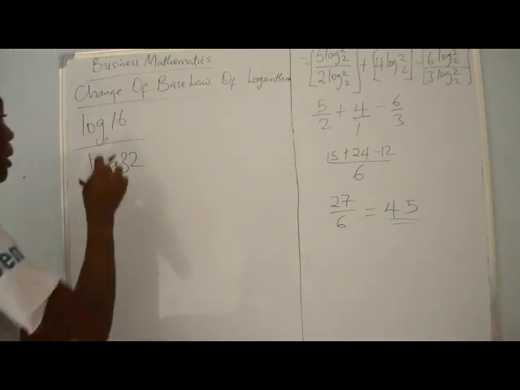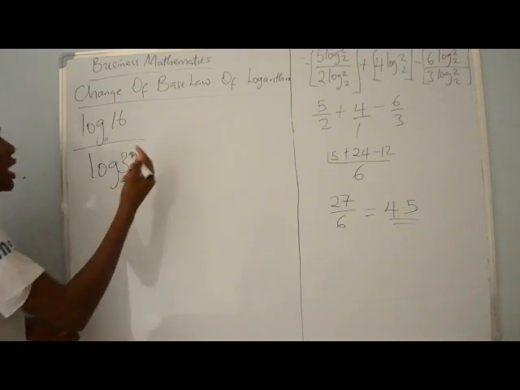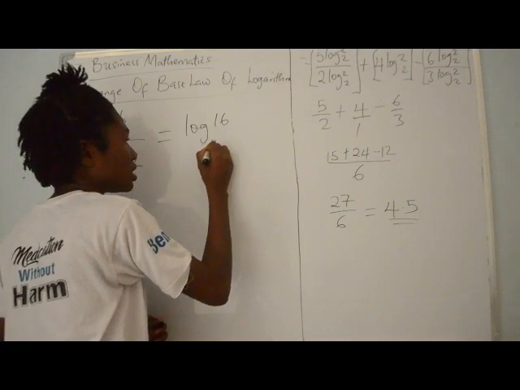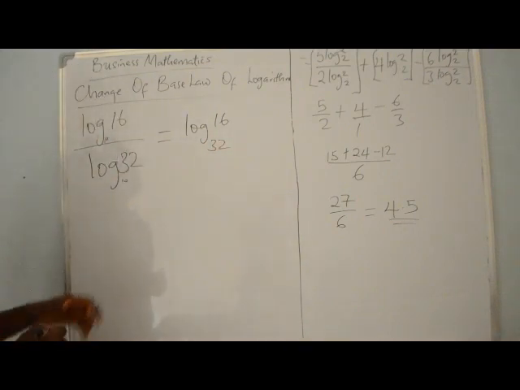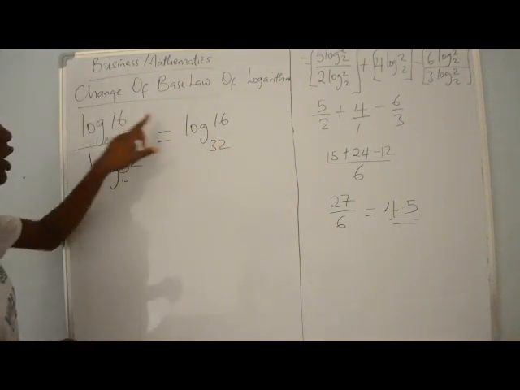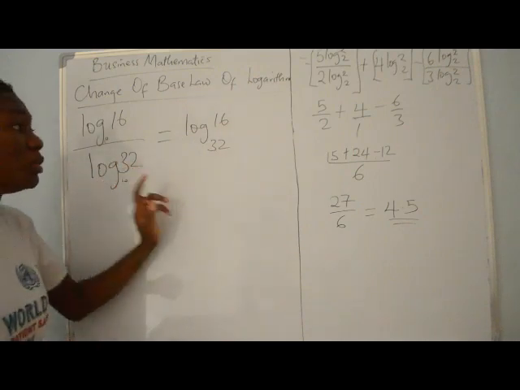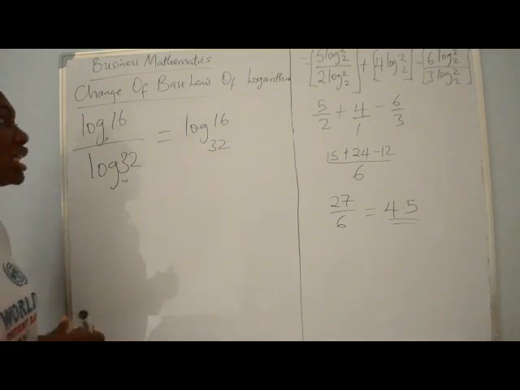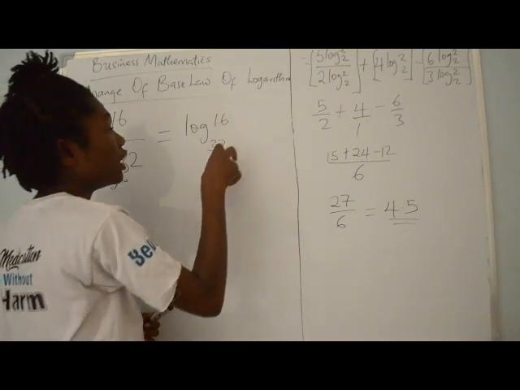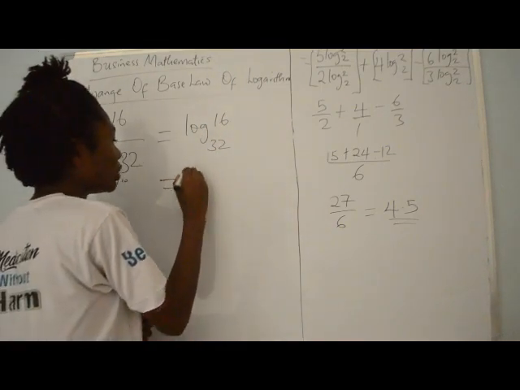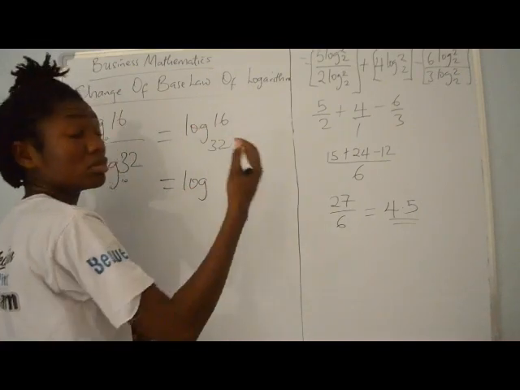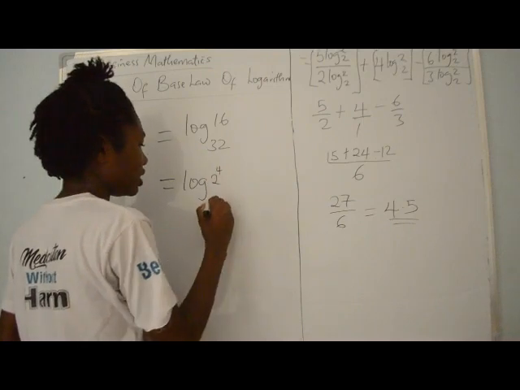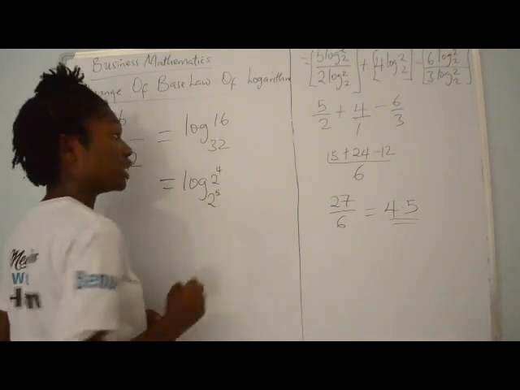Now since they are both in base 10, it means you can compress this to become log 16 base 32, where this is the whole number, and then the logarithm for the base becomes our base, like we did in our first section. So when we get log 16 base 32, we can just work this out using our simplification method. We'll be having 2 raised to power 4 for 16 and 2 raised to power 5 for 32.